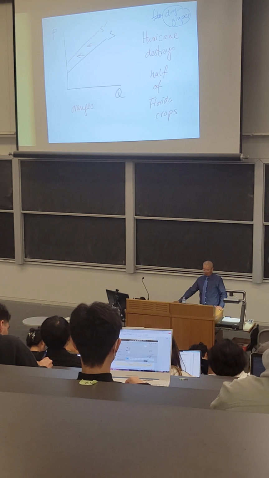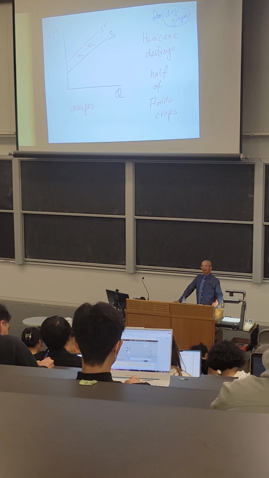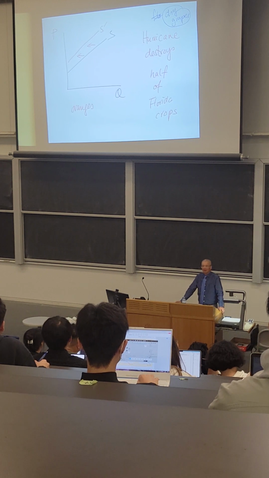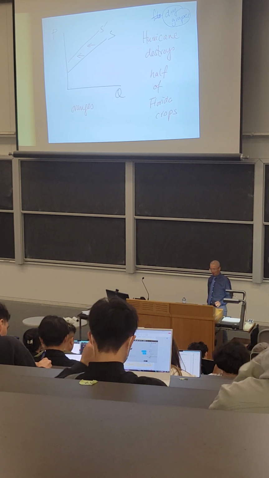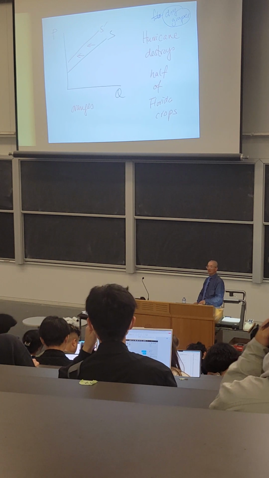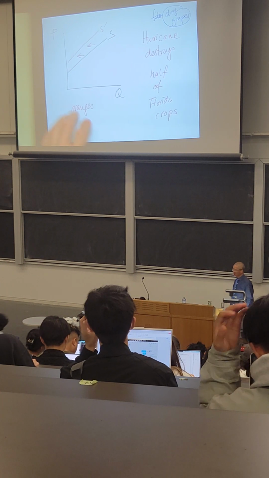So that's how the 7 demand determinants and the 7 supply determinants affect the supply curve in terms of movement along, or the demand curve movement along, or the shift in this curve. After the break, we will have supply interacting with demand. Let's take a 10-minute break.